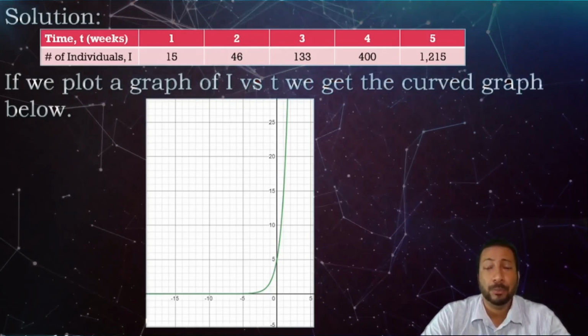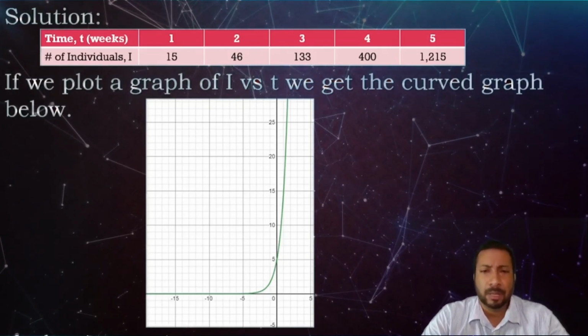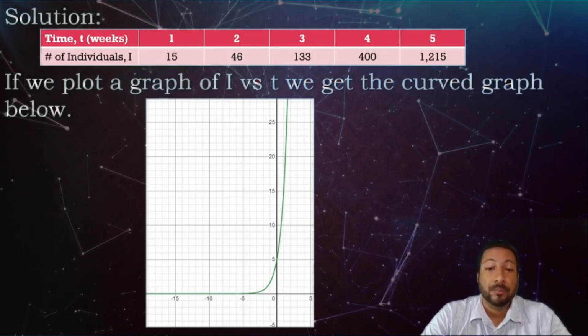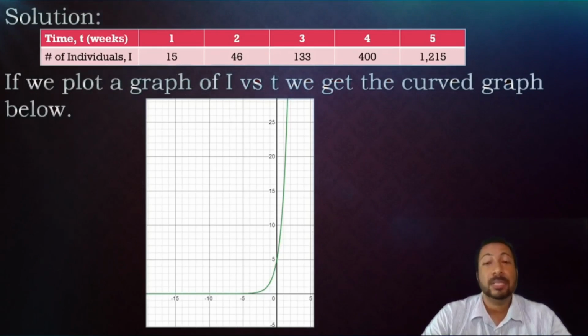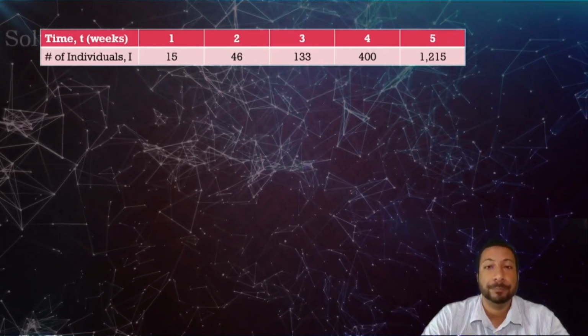But how could we get the rate? Well, the rate would be the gradient of this graph. But if it's a curved graph, how can we get that? Unfortunately, for this curved graph, we can't differentiate it. So instead, we have another technique, what we call linear reduction.